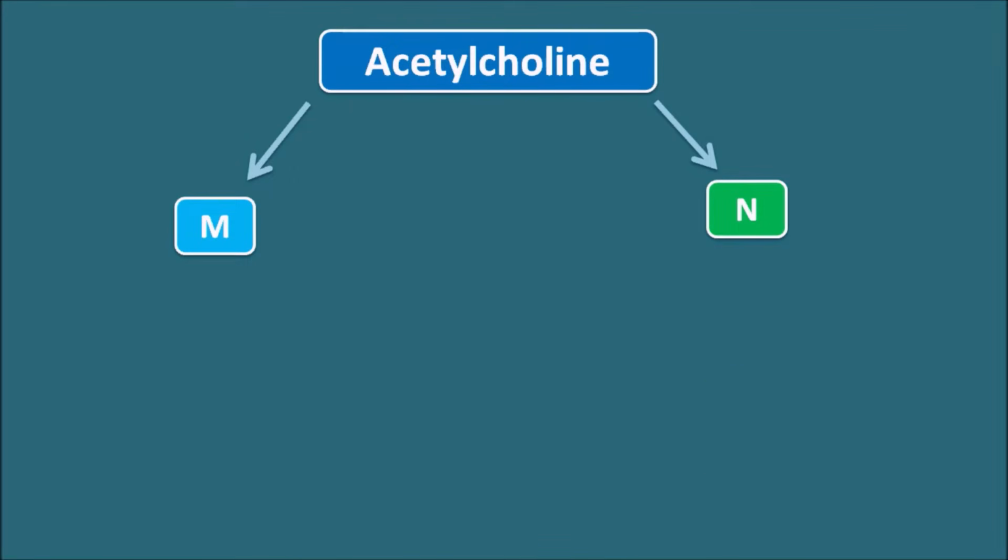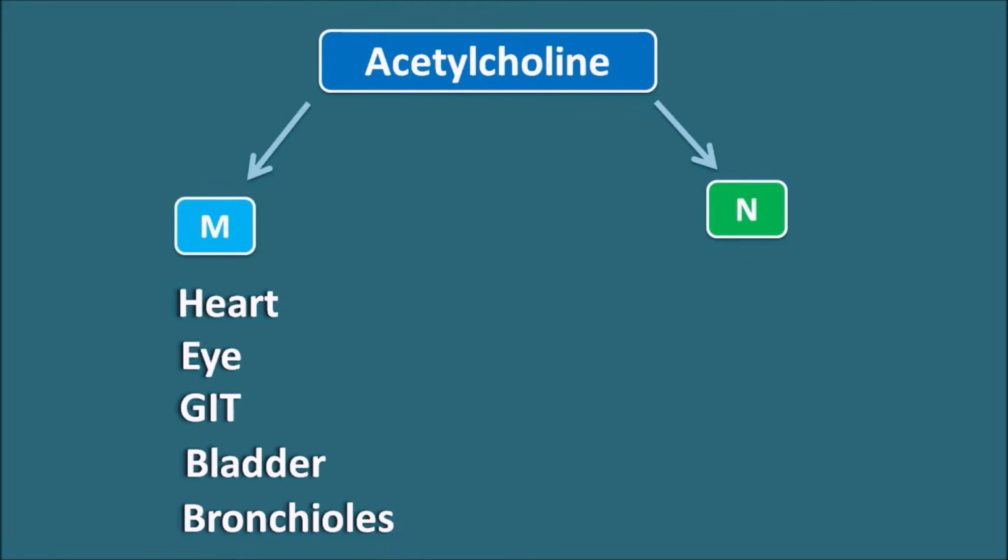Through the muscarinic receptors, acetylcholine can produce its action on a few organs like the heart as well as the eye, GIT, bladder, bronchioles, and even the exocrine glands. In all of these organs, acetylcholine produces the action through the muscarinic receptors. Similarly, through the nicotinic receptors, acetylcholine can act on the skeletal muscle as well as the autonomic ganglia.